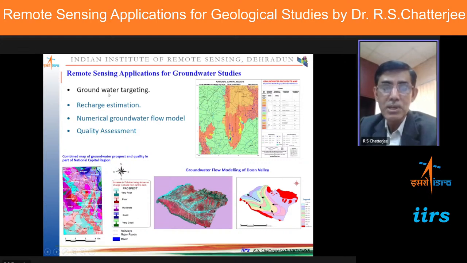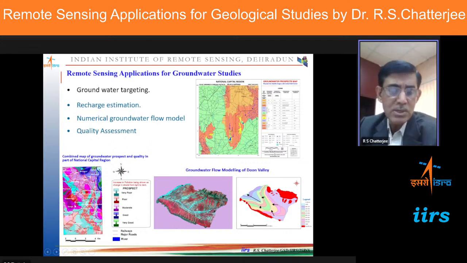So using remote sensing data, using geomorphology, rock types, geological structures, as well as some ancillary data like rainfall, your water level or any other ancillary data you can use. But essentially rock types, geomorphology and geological structures, you can prepare a groundwater prospect map. Then other applications like recharge estimation, then groundwater flow modeling, groundwater quality.